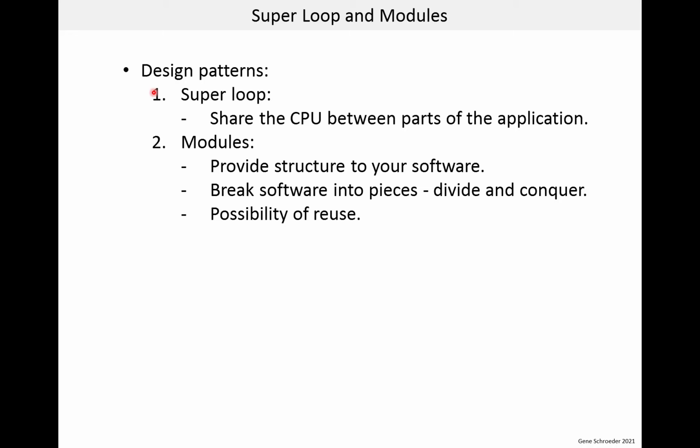This is simple but widely used. The problem it solves is sharing the CPU between different parts of your application. I used a super loop on my very first project over 35 years ago, but I didn't know it was called a super loop. I think I just called it the main loop. Frankly, I think the term super loop is a bit of an exaggeration. Maybe it is something you say to impress your friends and family when they ask you what you do at work. So you say, yeah, I've been working on the super loop.